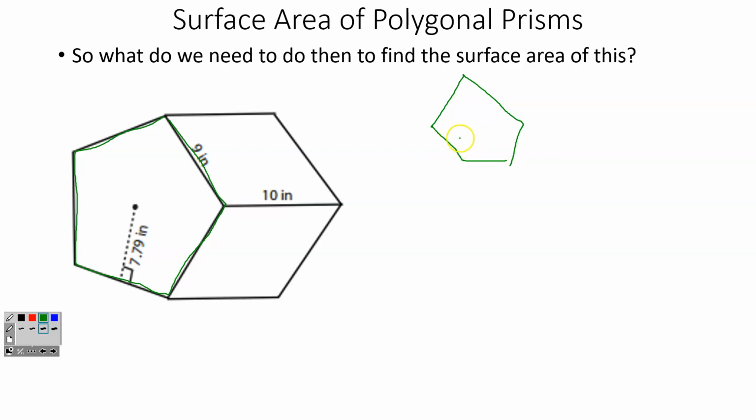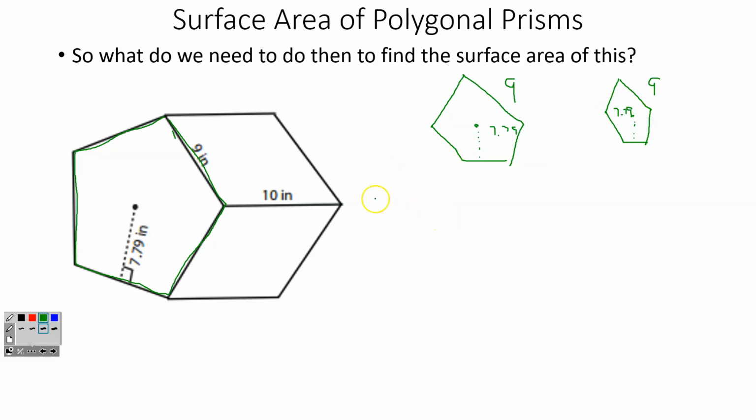So we have to find that. But you also have to remember, with a prism, it's going to have 2 of those. So then I'm going to have to draw another one. And then I'm going to label my dimensions. It looks like the side length is going to be 9. And my apothem, so draw my apothem, it's going to be 7.79. Draw my apothem for this one, and that is 7.79.